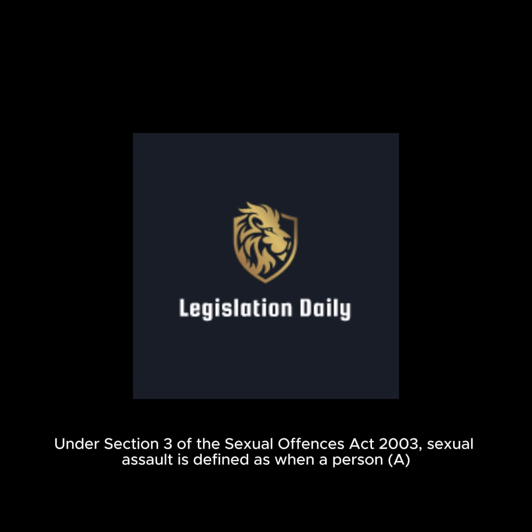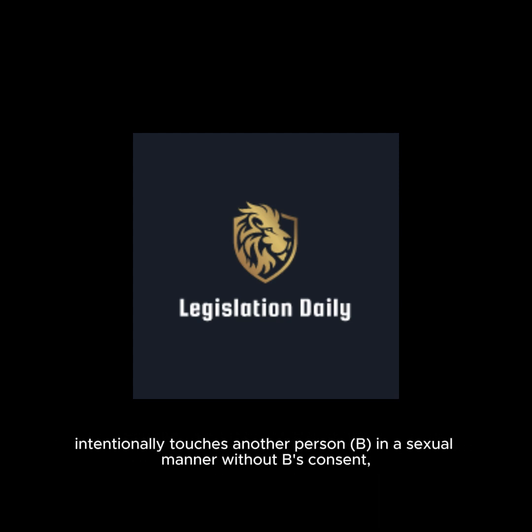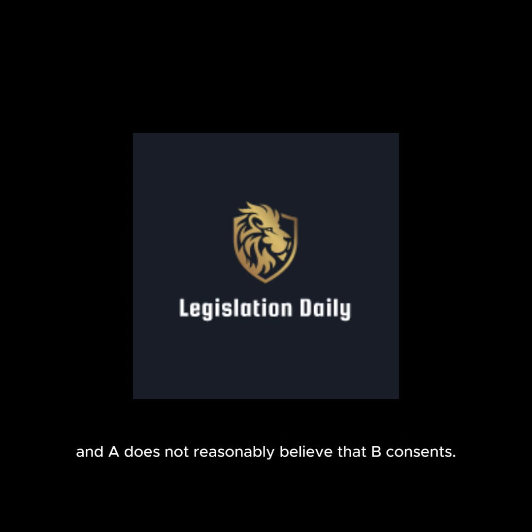Under Section 3 of the Sexual Offences Act 2003, sexual assault is defined as when a person A intentionally touches another person B in a sexual manner without B's consent, and A does not reasonably believe that B consents. The key elements of this offence are: intentional touching. The touching must be intentional, not accidental.